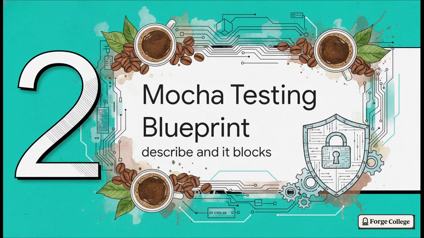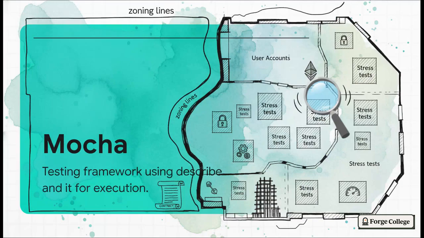Section 2. Mocha, your testing blueprint. So Mocha is a JavaScript testing framework, but honestly, I want you to think of it more like an architect's blueprint. It provides structure using two main tools, describe blocks and it blocks. Think of a describe block as drawing zoning lines on a property. It groups related features together so we know exactly what area of the contract we're looking at. Inside those zones, we have our it blocks. These are your individual stress tests. They're the highly specific scenarios we're going to run our product through. Simply put, describe organizes and it executes.